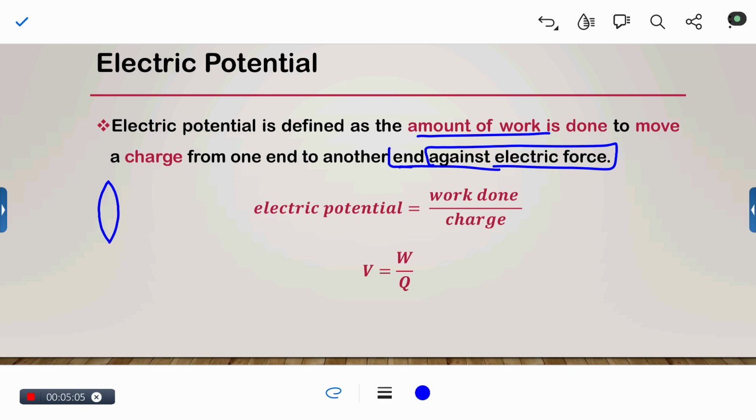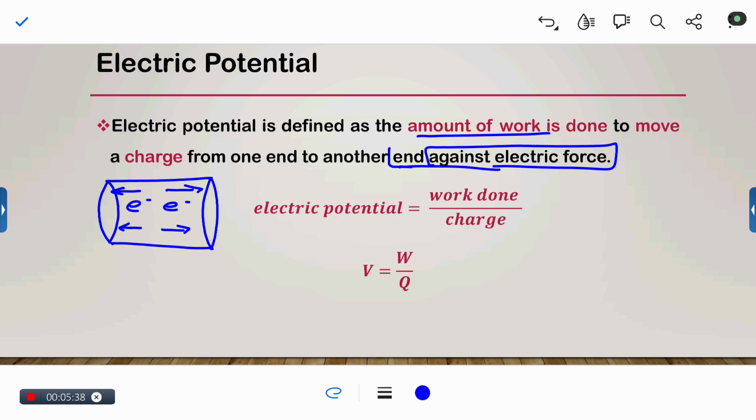So let's take a condition. A conductor is there. We all know the charges will flow. What type of charges are they? Electrons. So both are negatively charged particles. Whether they are like charged particles or unlike charged particles, like charges will repel each other. That means this electron will move towards the left side and this electron will move towards the right side.